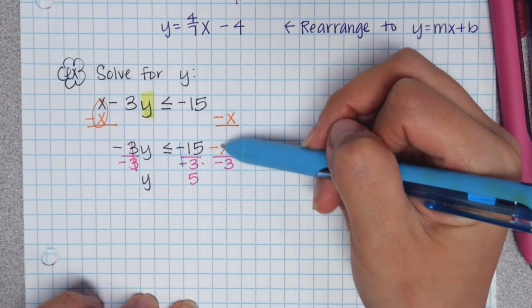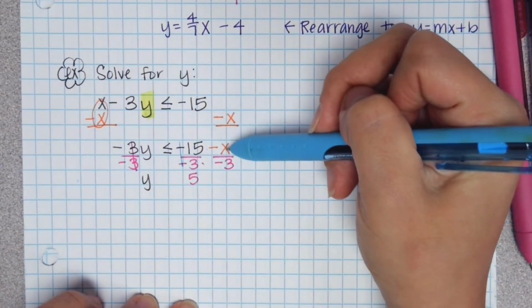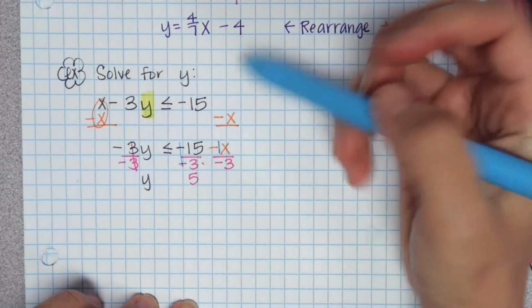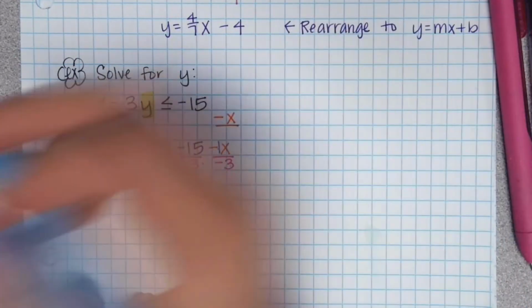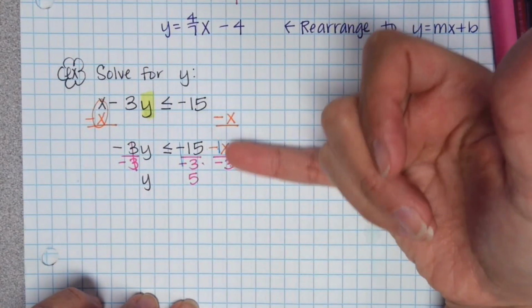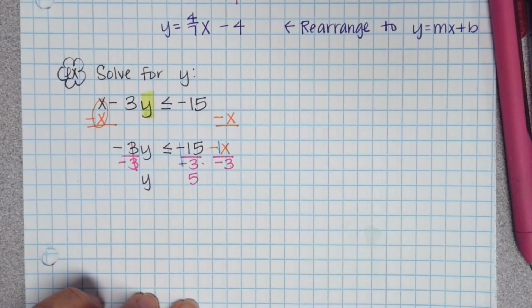What's that number right there? 1. So it's really negative 1 divided by negative 3. So what's negative 1 divided by negative 3? 3. So negative 3 divided by negative 1 is 3.